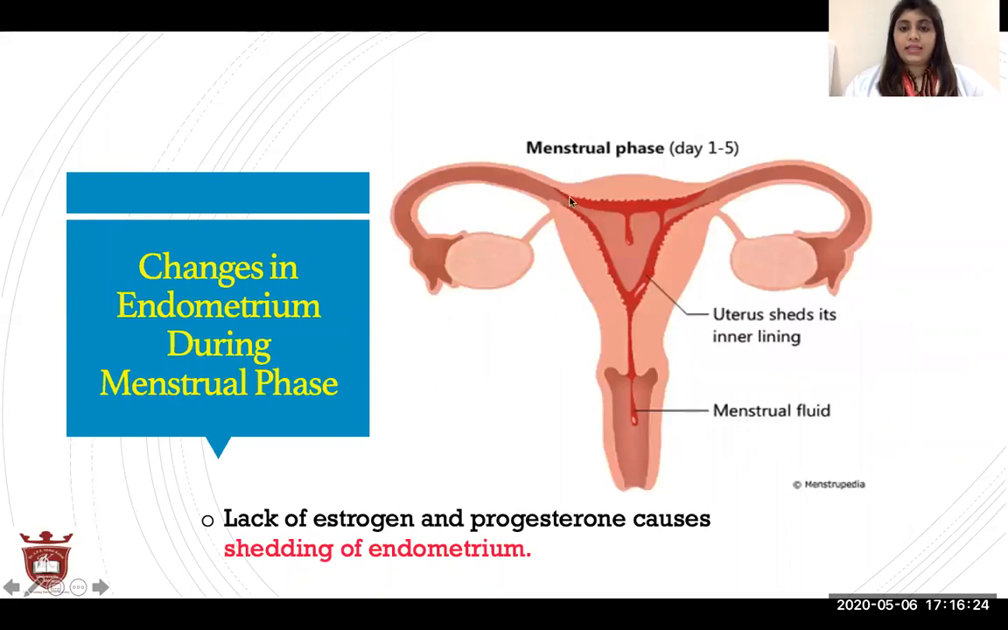You can see here, this is endometrial lining which is shedding off through the vagina. That is menstrual fluid. Here the estrogen and progesterone levels are very low. That's why this menstruation occurs. This endometrial lining is also called the functional lining.